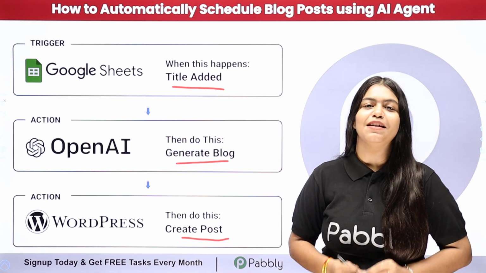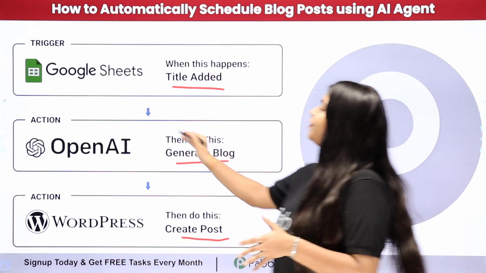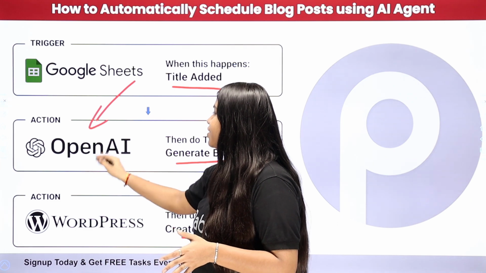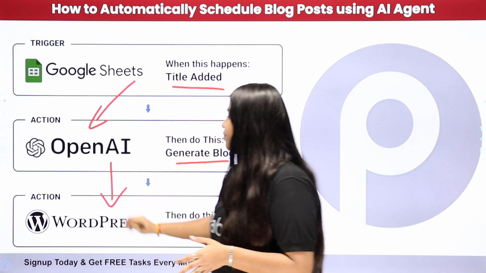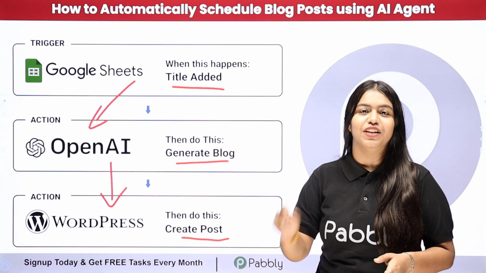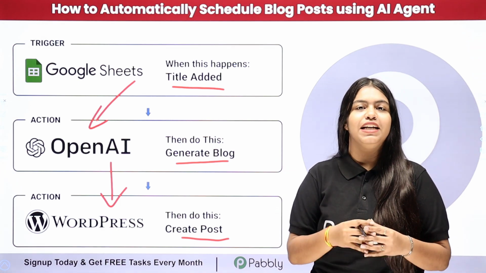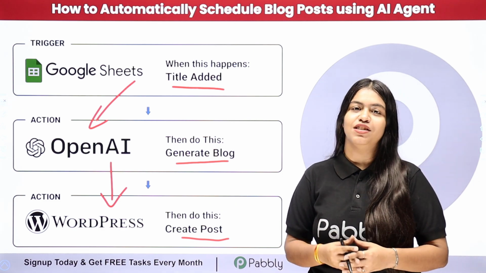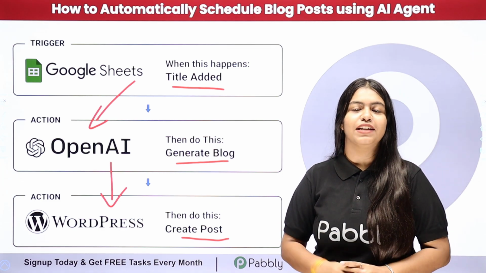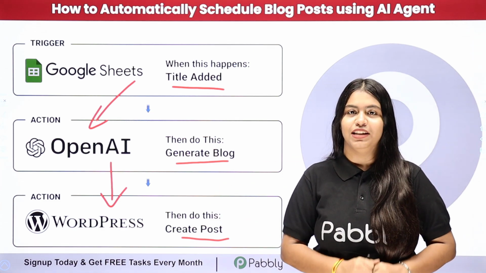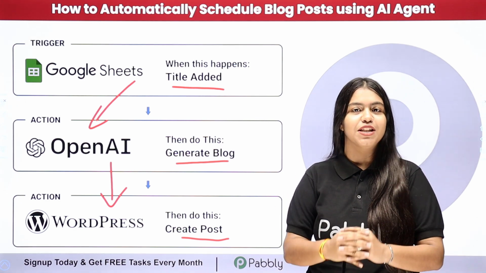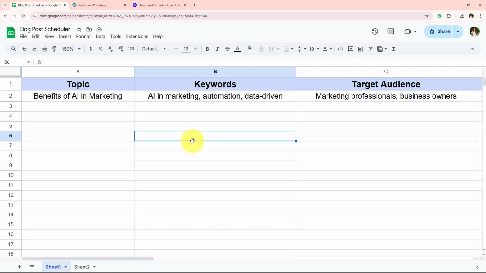So to do this, we are simply going to create a connection between Google Sheets, my AI agent, which is OpenAI, and then WordPress. And to create this connection without knowing any programming or coding language, we are going to use Pabbly Connect. It is an amazing automation software. So if you also want to create this amazing automation, then for that you have to come with me towards my screen. Welcome to my screen.